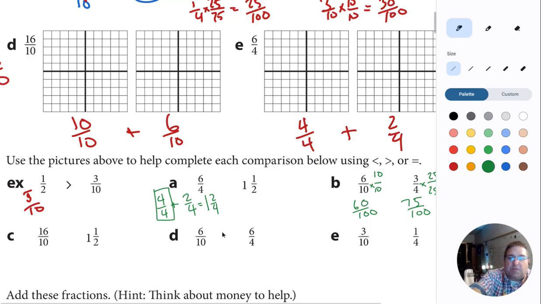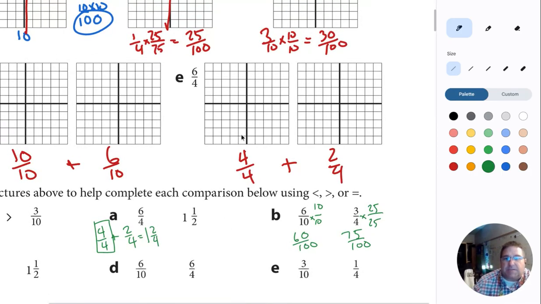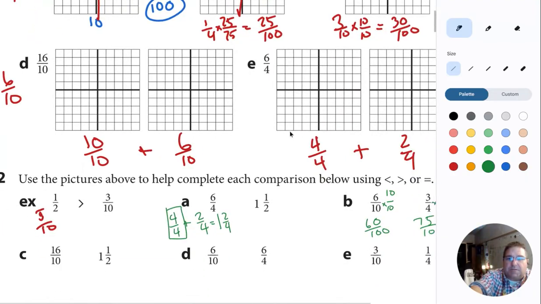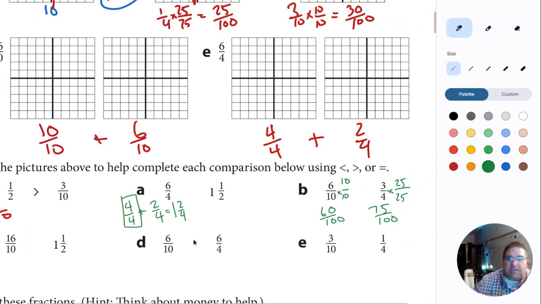6/10 versus 6/4. Again, 6/4 is going to be right here, which we can see was 1 whole and then 2/4 more. As far as 6/10, that D is going to go with the E. See what that picture looks like.